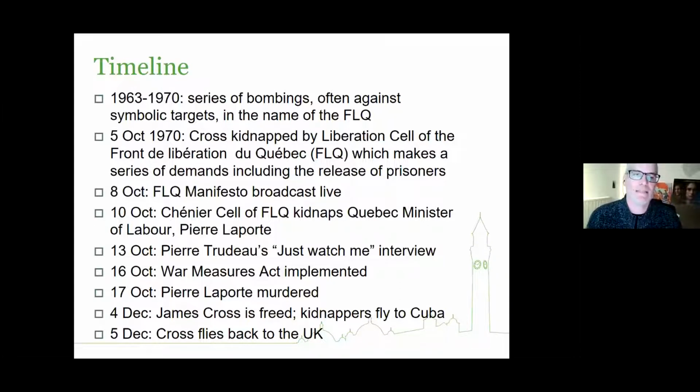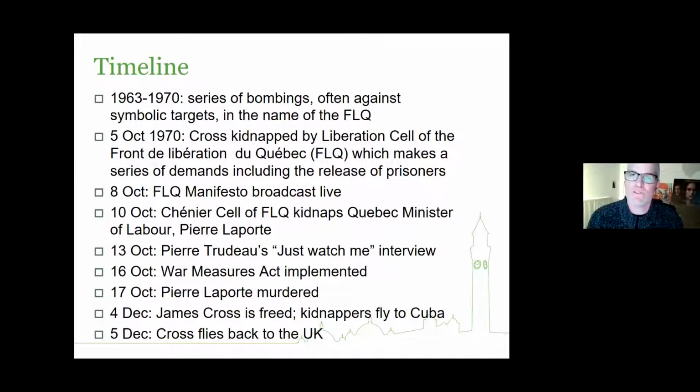And of course, that leads into the War Measures Act, which features the suspension of civil liberties, which leads to arrests of hundreds of people without charge in Quebec. Almost all of them are eventually released without ever being charged. So it's often seen as a landmark event during peacetime in terms of infringing on civil liberties in Canada. That leads to the murder of Pierre Laporte by the cell that was holding him.